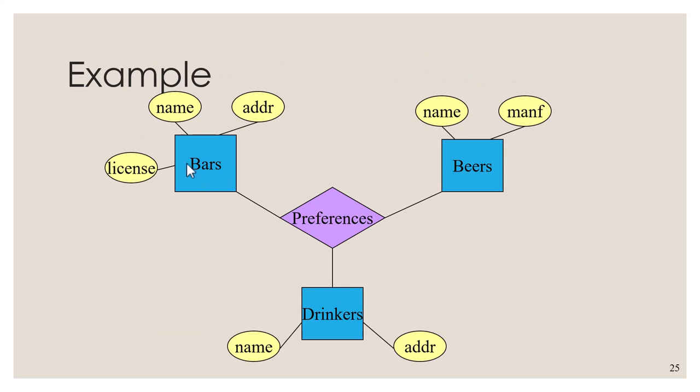Okay, so here we have bars, beers, and drinkers. This drinker has a preference for bars and beers, right? So maybe they like to drink certain beers at bar A, but they like to drink another beer at bar B. So that's why this preference relationship is a ternary relationship involving all 3 entity sets.